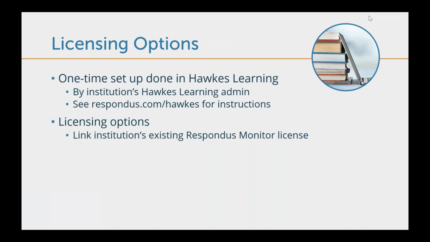The other option is to have students pay a fee directly. The student payment license provides students unlimited use of Respondus Monitor within the Hawk's Learning course. The total cost is $10 and can be purchased by credit card, debit card, or PayPal. Students are prompted for payment the first time they encounter a test in the course that requires Respondus Monitor proctoring.